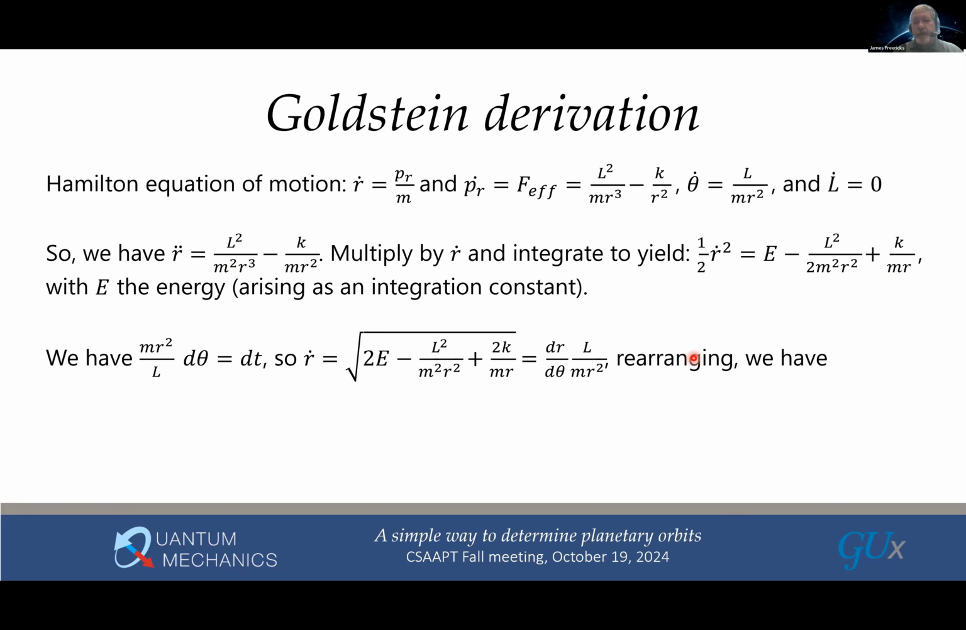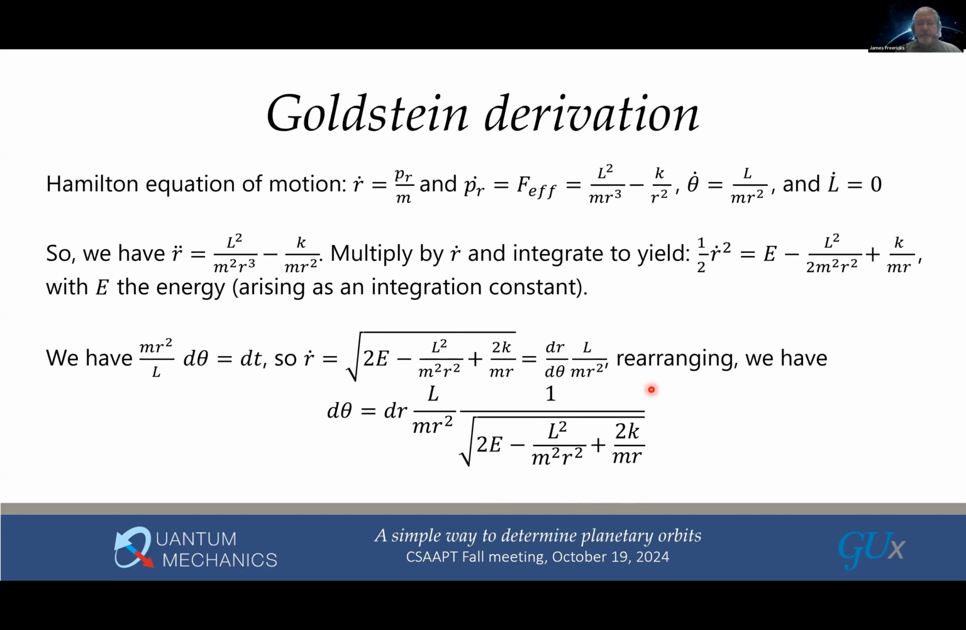Okay, but we're not working with the energy itself. We're going to now solve for r dot and replace the r dot by dr d theta. So to do that, we have to recognize that this equation up here can be written as m r squared over L d theta equals dt. And then solving for r dot here, r dot is the square root of this mess. You can write that as dr d theta times L over m r squared. You can then take the L over m r squared and move it to the other side. Actually, we're going to take the square root, move it to this side, and the d theta, move it to the other side. And what you end up with is this equation.